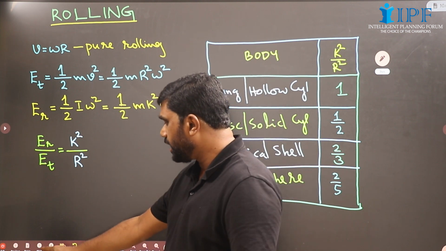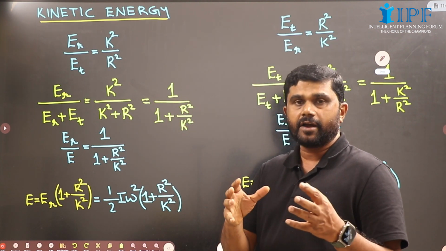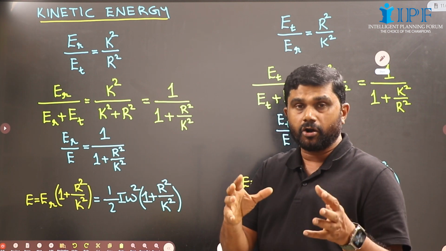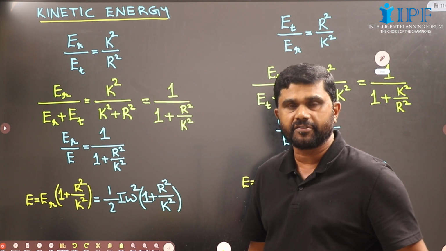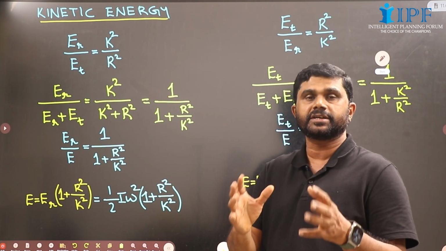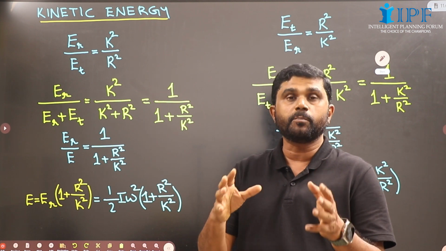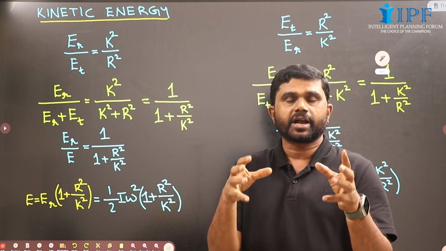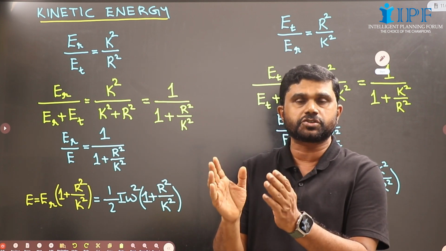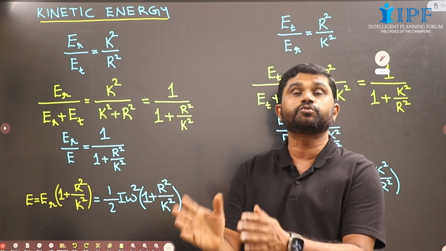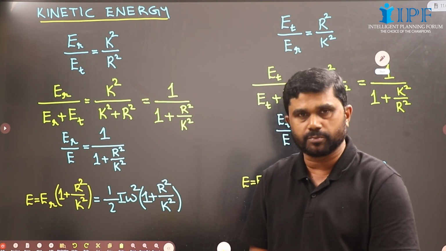Now let us go to the next, that is kinetic energy. As I have told you earlier, a rolling body will possess both translational kinetic energy, half mv square, and rotational kinetic energy, half I omega square. And the total kinetic energy will be the sum of these two. So a common question that you can expect is what fraction of its total kinetic energy is due to rotational motion, and what fraction is due to translational motion.